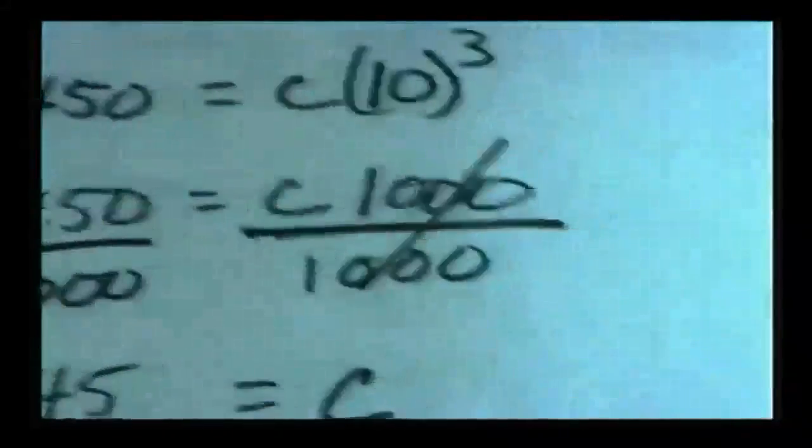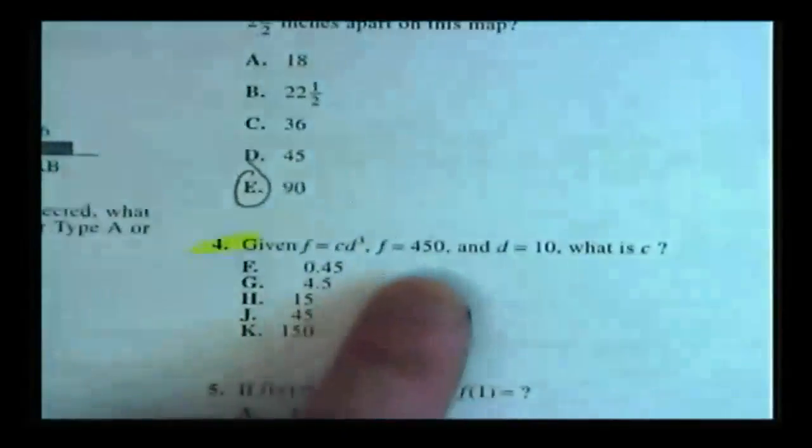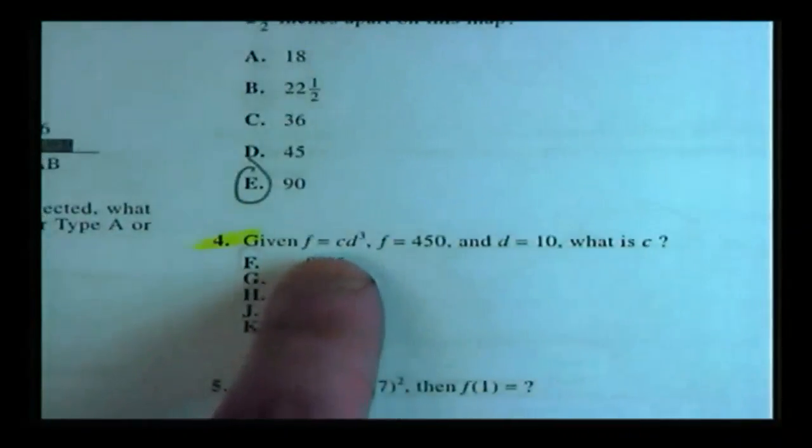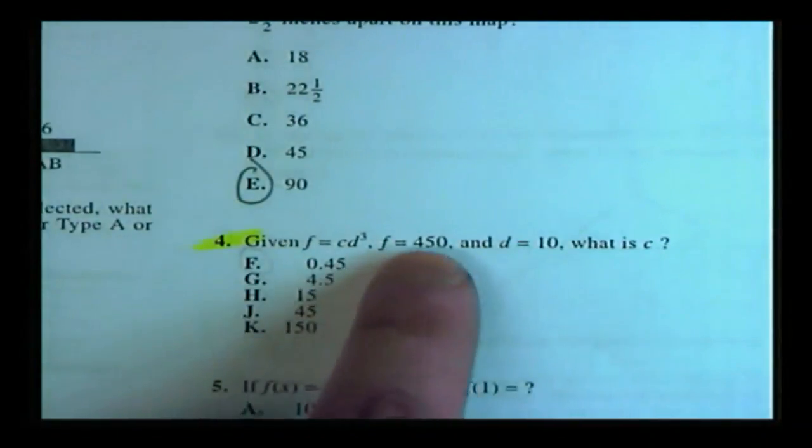So there it is. There is us in action, actually plugging in values. C is the answer here, 0.45. Here's an example of us actually taking numerical values and subbing them in for variables so that we can solve for other variables. We're taking what is known and finding what is unknown.